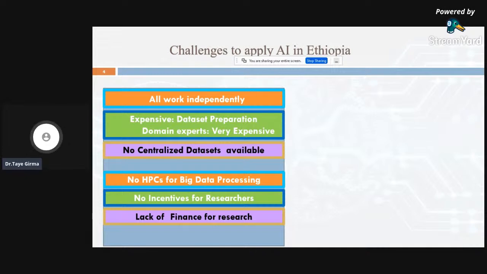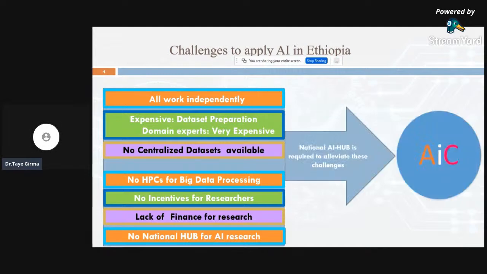And that is why some of the private companies who have been players in the area have closed, even because of being unable to cover their monthly salaries. And then there is no national hub in the country for organizing, facilitating and supporting those private companies, and also motivating and encouraging public institutes to work in the area of artificial intelligence.